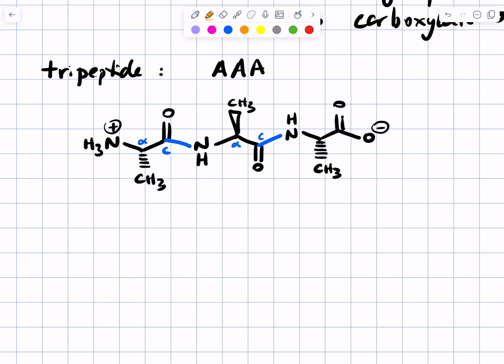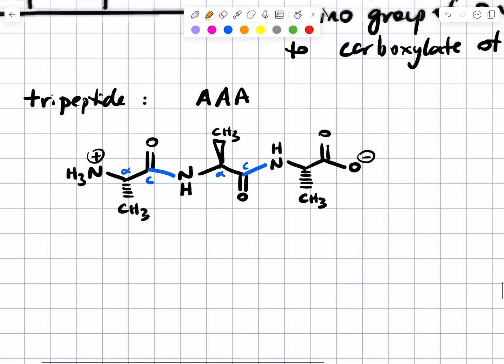These blue bonds are bonds between different amino acid subunits. So for example, let's just highlight this one as pink. This is the first alanine residue or amino acid in the protein. The next one is orange. This is the second alanine. And then the last one will be blue. This is the third alanine.